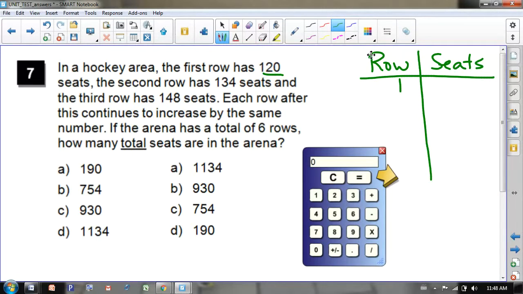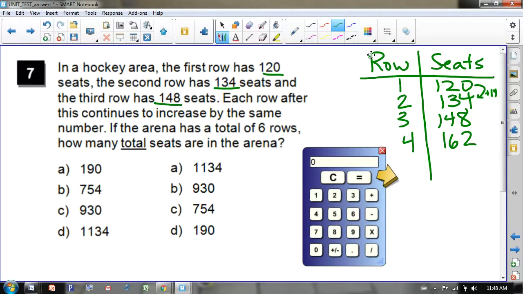So in row 1, there's 120 seats. In row 2, 134. And in row 3, there's 148 seats. And so if the pattern continues in the same way, it is adding 14 each time. So if we add 14 to this, then we get to 162 in the 4th row.